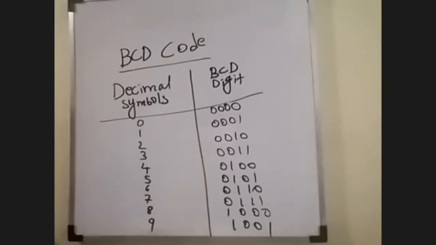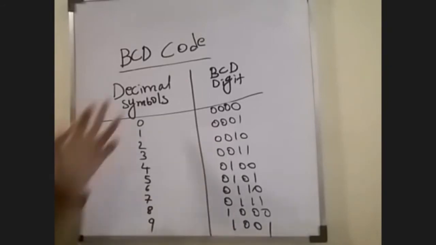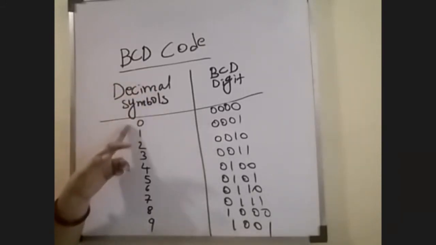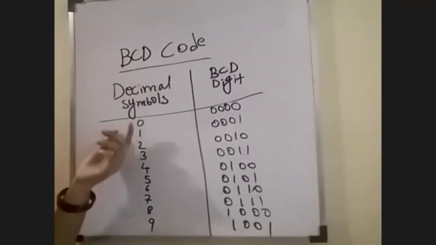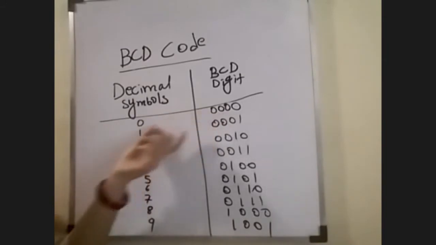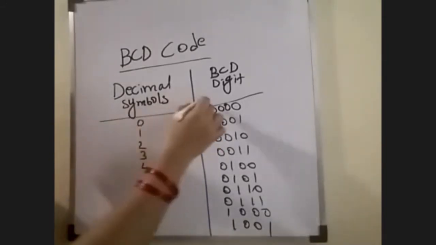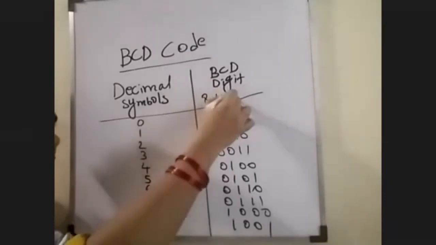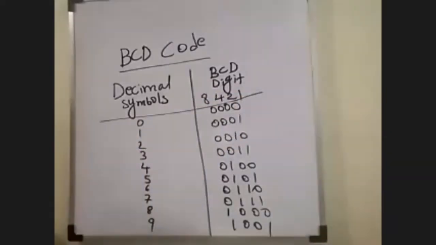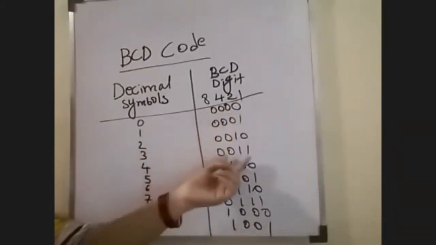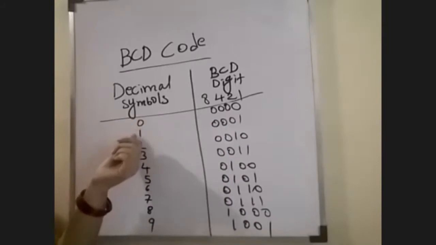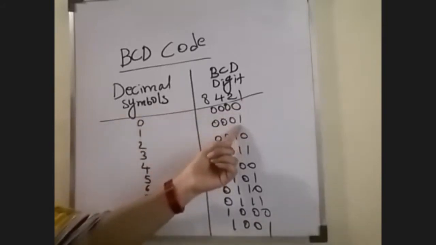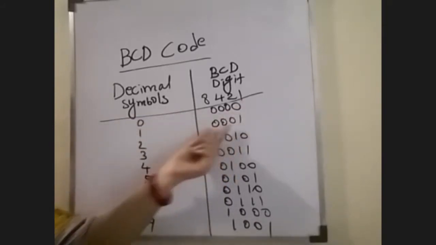Is it clear? BCD means binary coded decimal. The decimal symbols are from 0 to 9 only, and for them we write equivalent binary values using the 8421 code. BCD is also a weighted code, so based on the weights we place the ones. For 1, I place 1 at the weight 1 only, and the remaining values are 0. For 2, I place 1 at weight 2, and the remaining values are 0.